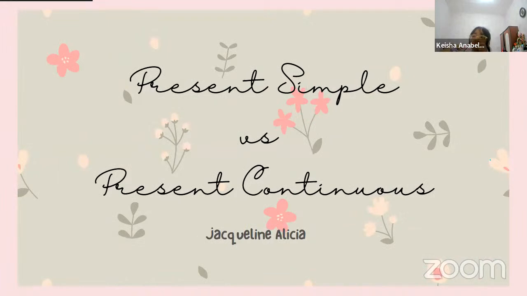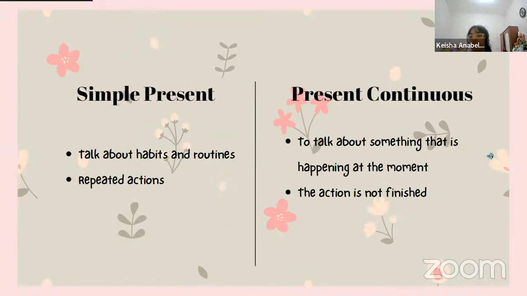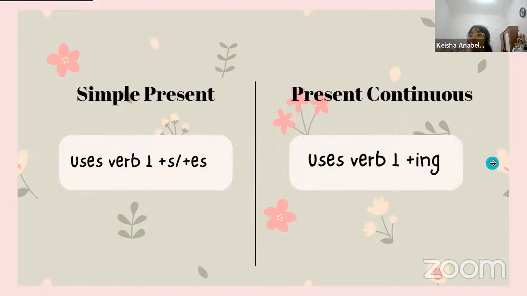Present simple versus present continuous. For simple present, we use it to talk about habits and routines or repeated actions. And present continuous, we use to talk about something that is happening at the moment and the action is not finished. The other difference is that simple present uses verb 1 plus s or es, and present continuous uses verb 1 plus ing.